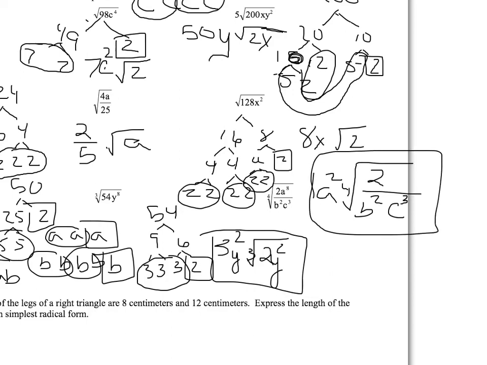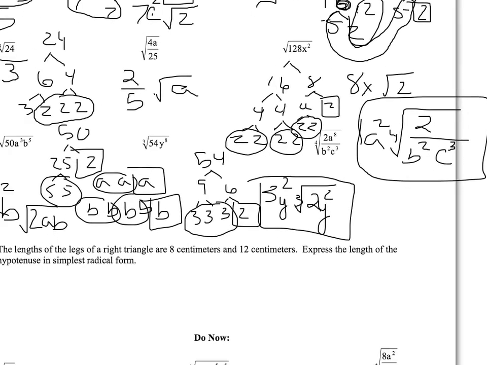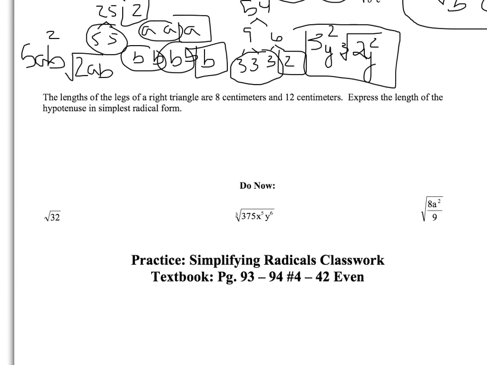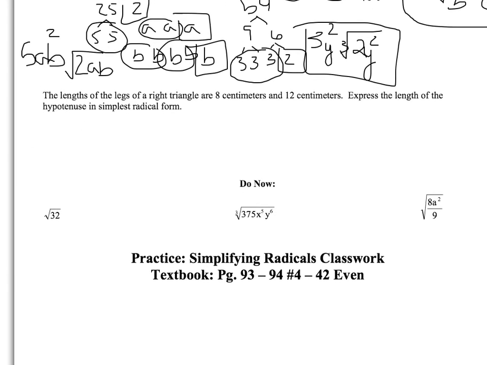Now, one of our rules did say that you can't have a fraction under the radical. In the future, I will show you how to further simplify it, but for today, we're going to stop at that piece right there. And then we have one word problem. The lengths of the legs of a right triangle are 8 and 12. So let's draw our triangle.